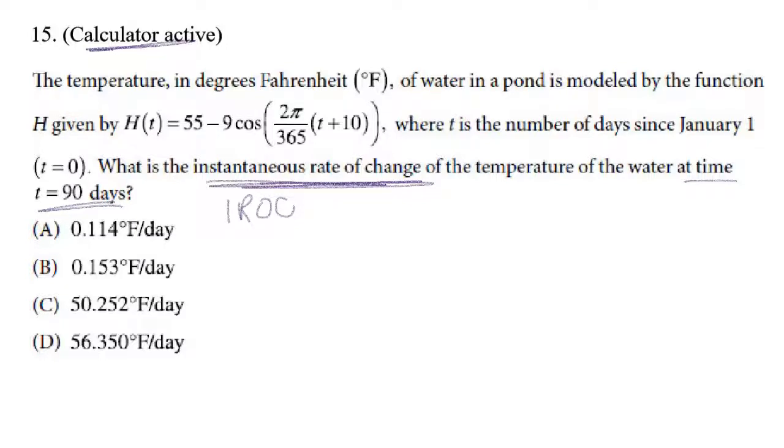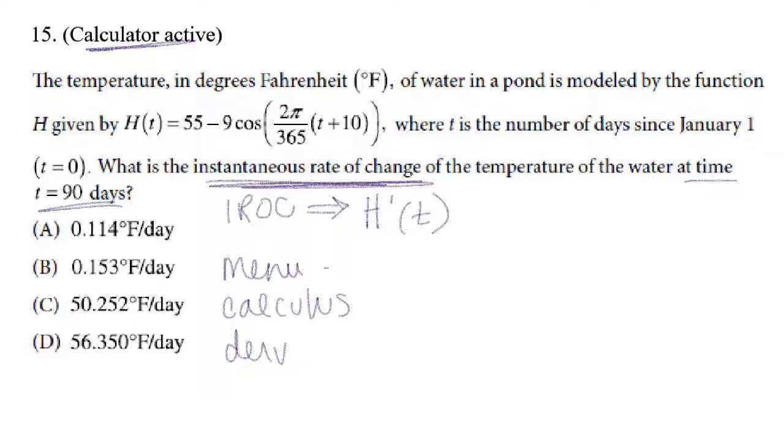Well, when we see IROC, we need to think derivative, or in this case, h prime at t. And since this is a calculator problem, we can type all this in our calculator. So we would go to our menu, and then we would choose calculus. And then we need a derivative, numerical derivative. And you would type all this information in. Once you do that, and do make sure your calculator is set to radians, your answer should be B.